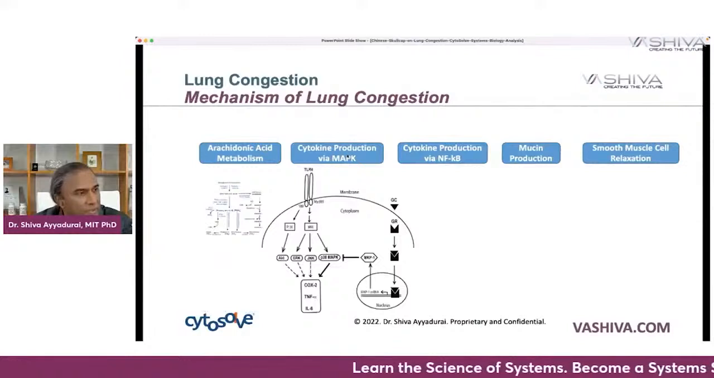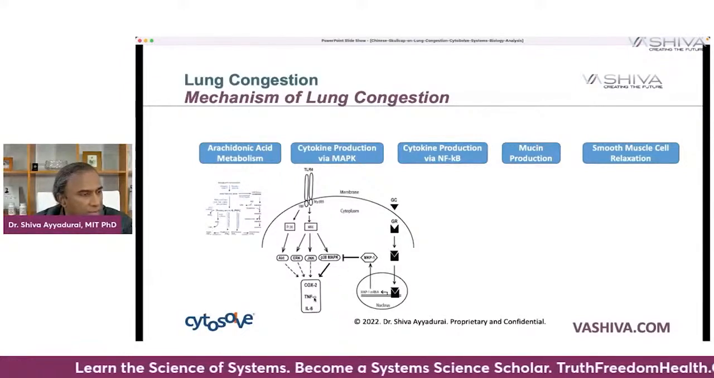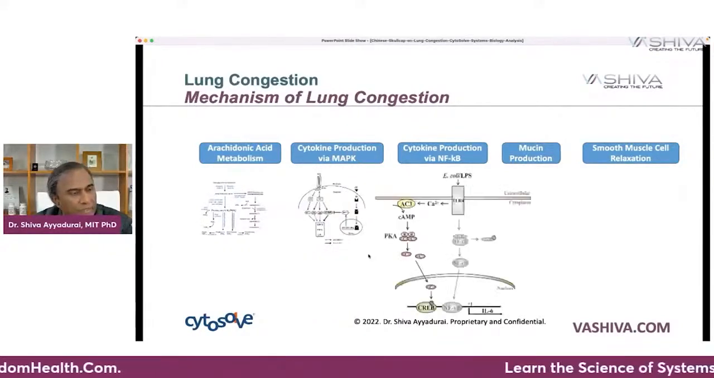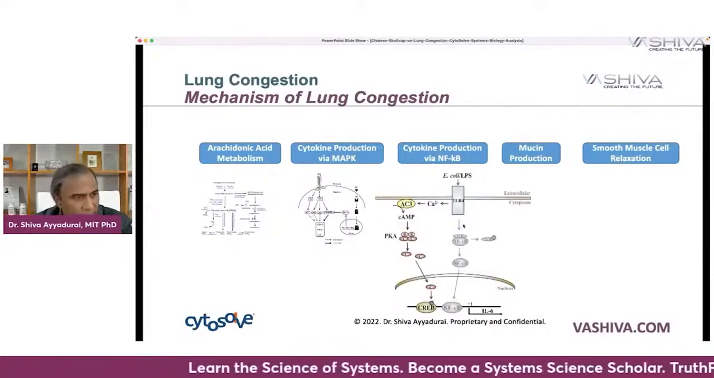Another mechanism is called cytokine production. Now the cytokine we're looking at here is IL-6. You can look at also TNF-alpha and COX-2. These are cytokines, but they're being produced through this pathway through what's called MAPK. Another pathway that's involved in lung congestion is through NF-kappa beta here.